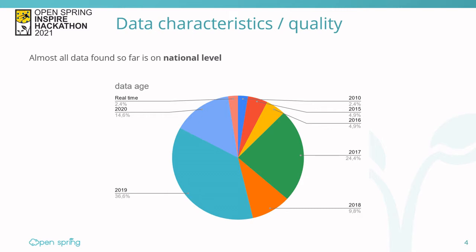About the data quality, we can't tell so much so far because it would require a deeper analysis of the data, but we can tell already that most of it is on national level. We haven't found a single database on a subnational level. And we can also tell that half of the data is from 2020 or 2019, and that almost all data is less than 5 years old, and I think that makes the data pretty up to date.